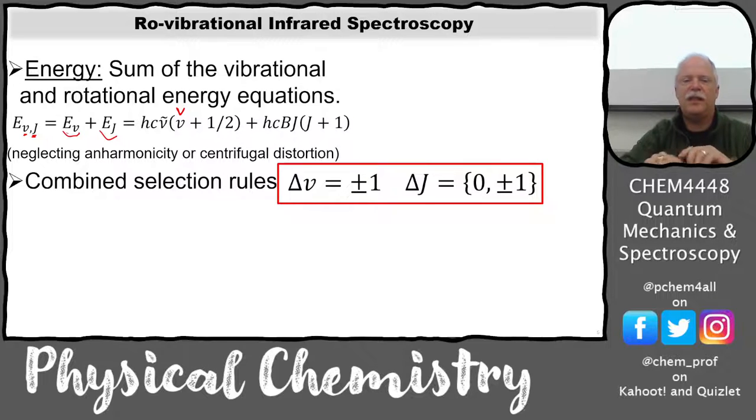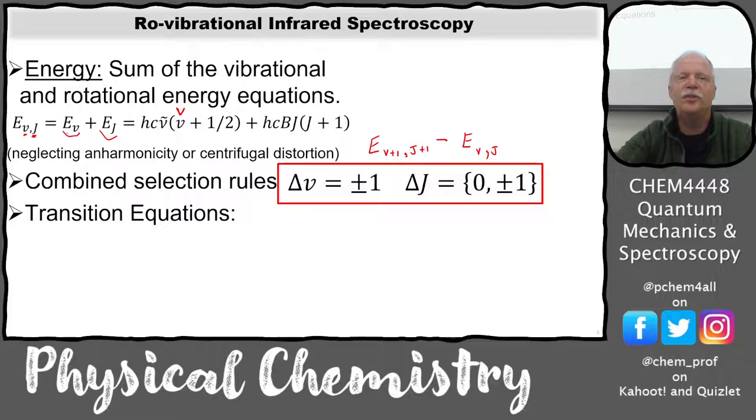And then if you take these selection rules, you can put those in to get the transition equations. You can take E of V plus one, comma, J plus one, and subtract E of V and J. And you can get that transition equation for the delta J plus ones. And you could do all of that for all three possibilities. And here are the transition equations that you get.